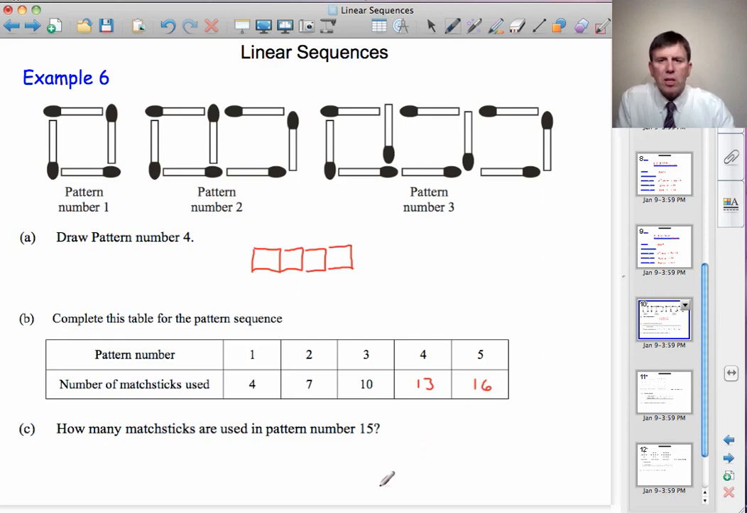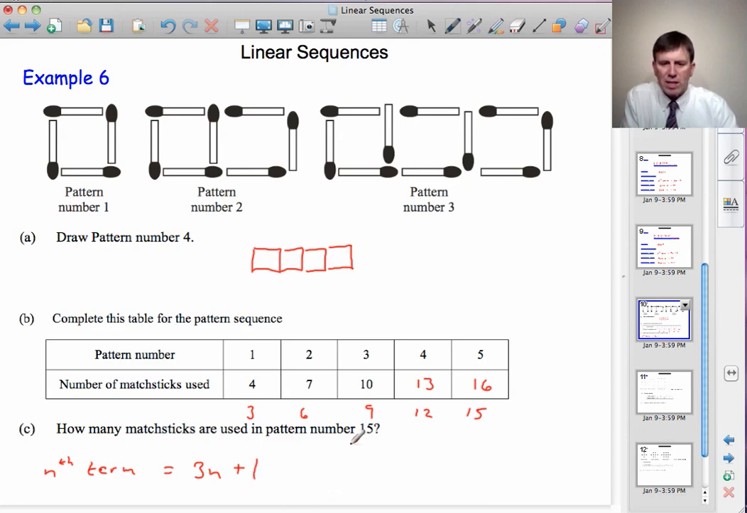The last part of the question says how many matchsticks are used in pattern number 15. Well, let's find the nth term. It doesn't ask us to, but it will be useful. The sequence is going up in 3s, so the nth term will have 3n in it. That gives us the 3 times table, so it would give us 3, 6, 9, 12, 15, and so on. Look at the adjustment required. All I've got to do is add 1 to the 3 times table, and I'll have the right numbers. So the nth term is 3n plus 1.